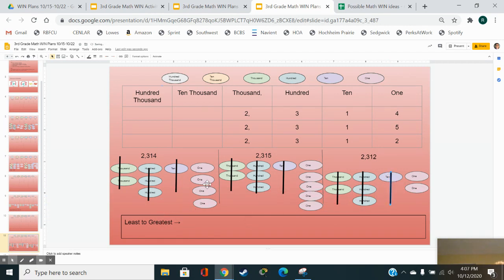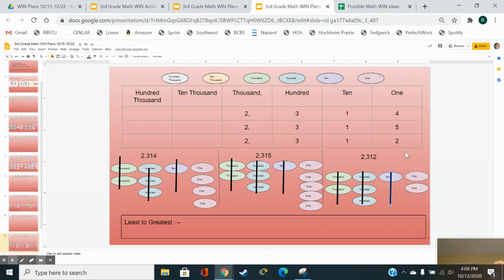So now I'm left with my ones place. I have 4 ones, I have 5 ones, and I have 2 ones. So I want you to think, which one is the smallest amount of ones? That's right, the 2 ones.